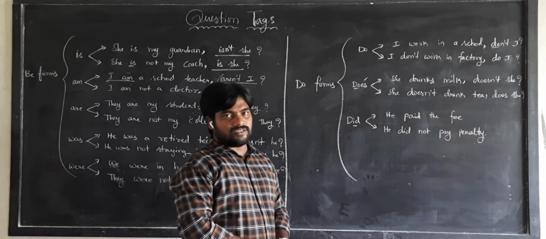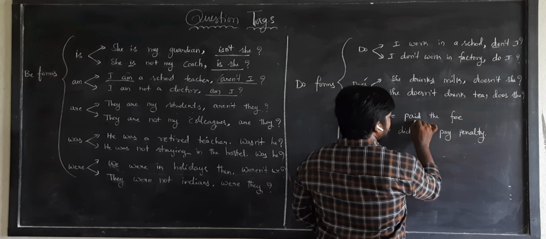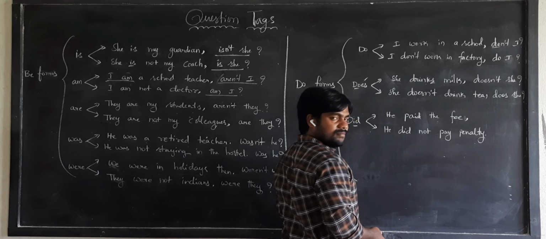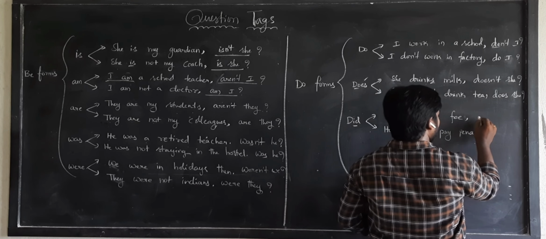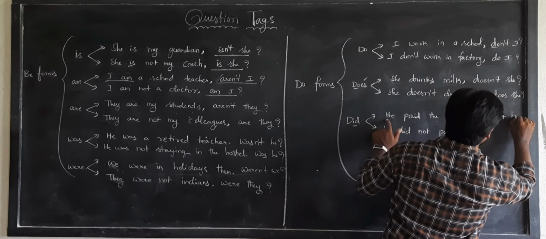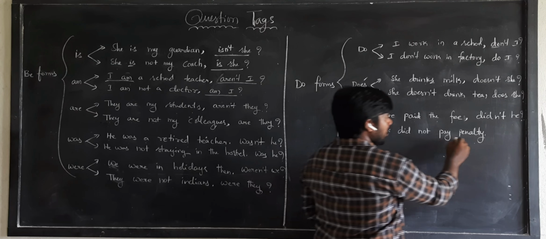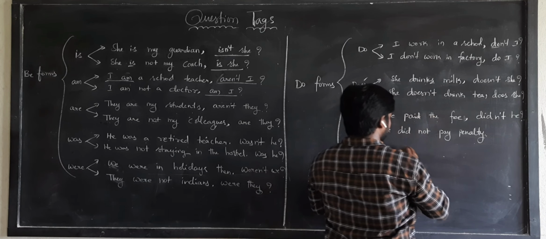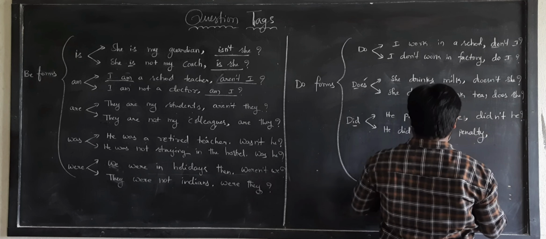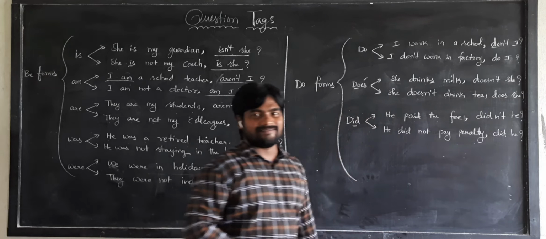And did. When do we use did? As I already told you, for all the simple past, we use did. He said he paid the fees. Can you answer me? Since it is a past tense, what do we use? So, did he is the subject. He did not pay penalty. Since it is a negative statement, the tag will be positive. Did he? Okay?